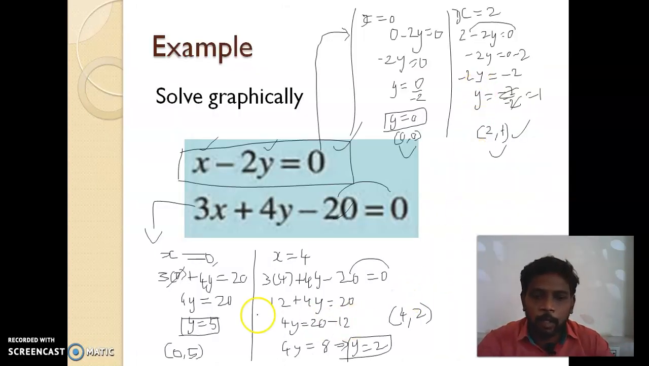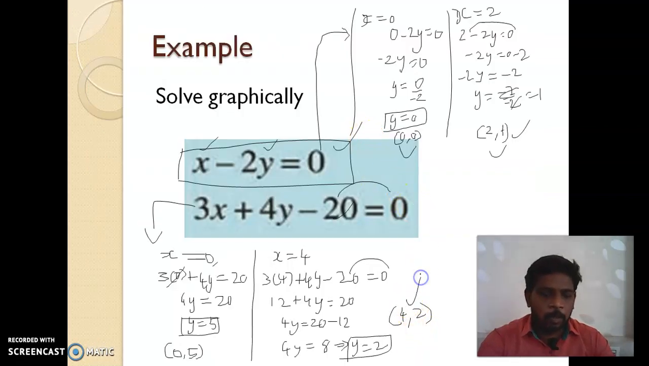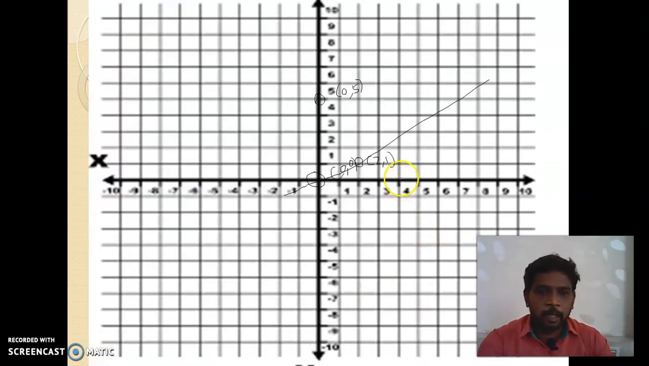And what about the second one? So 0, 5 is the first point and 4, 2 is the second point. Zero is here. So 0, 5. So 1, 2, 3, 4, 5. So 5 is here. So this one is 0, 5. And the next point, 4, 2. So x value 4 is here and 2 is here. So this one is 4, 2. Next, connect these 2 points by a straight line.